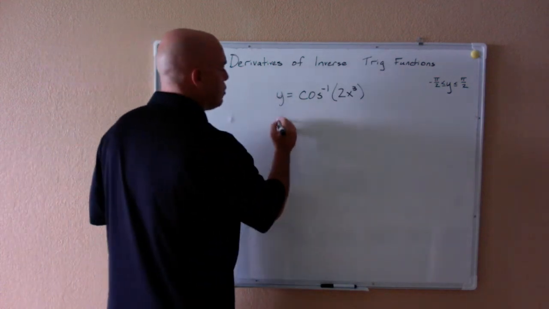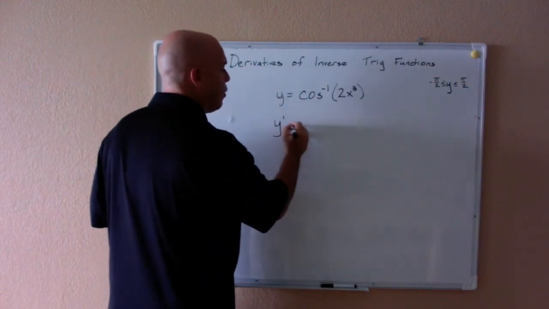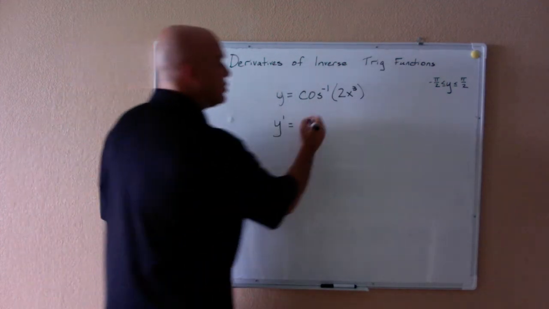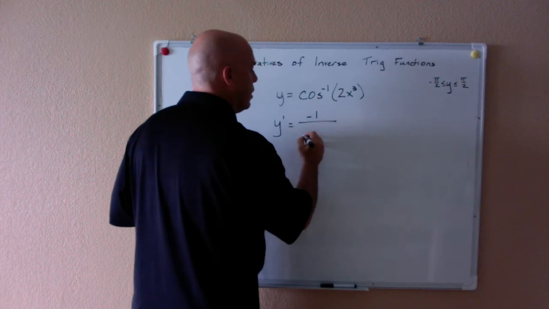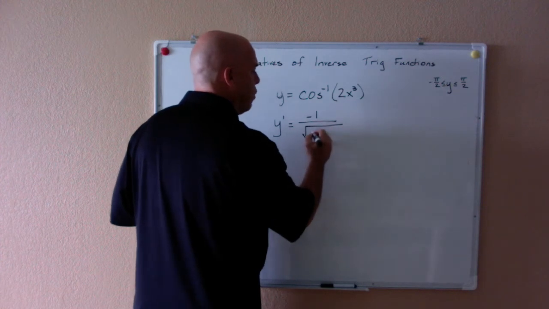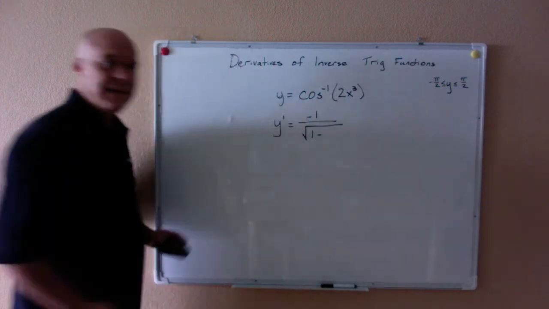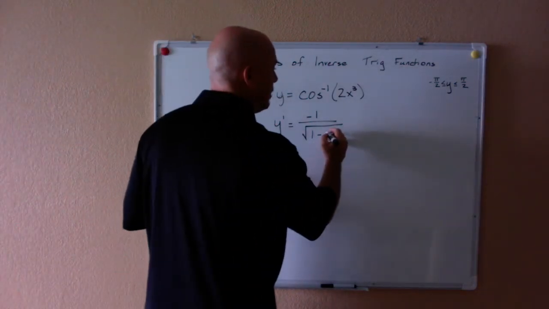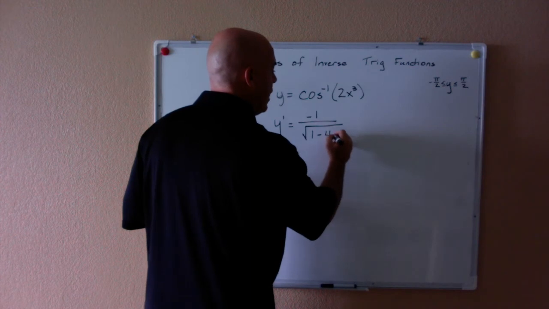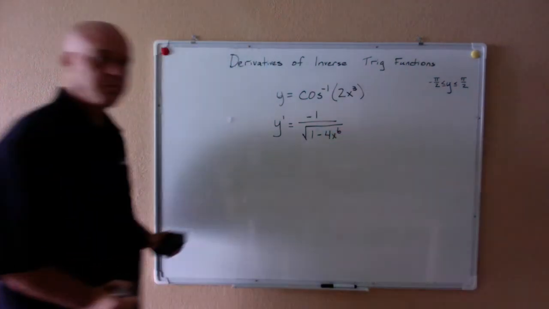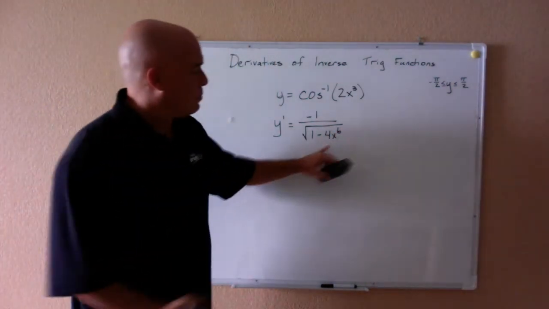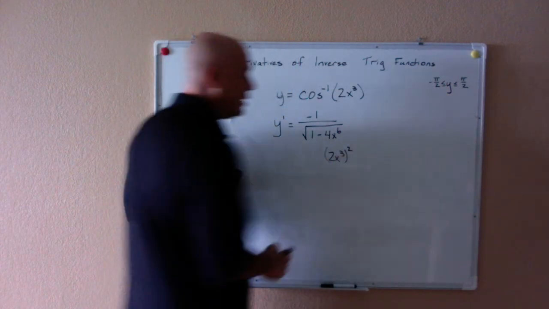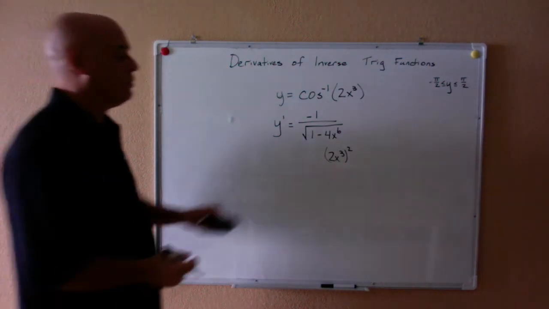We're going to go straight to the formula that we created. That's going to be that y prime is equal to, let's see, the derivative of the arc cosine function was negative 1 over the square root of 1 minus whatever was on the inside squared. So I'm going to take 2x cubed and square it. That's going to give me 4x to the 6th. That's my 2x cubed squared.